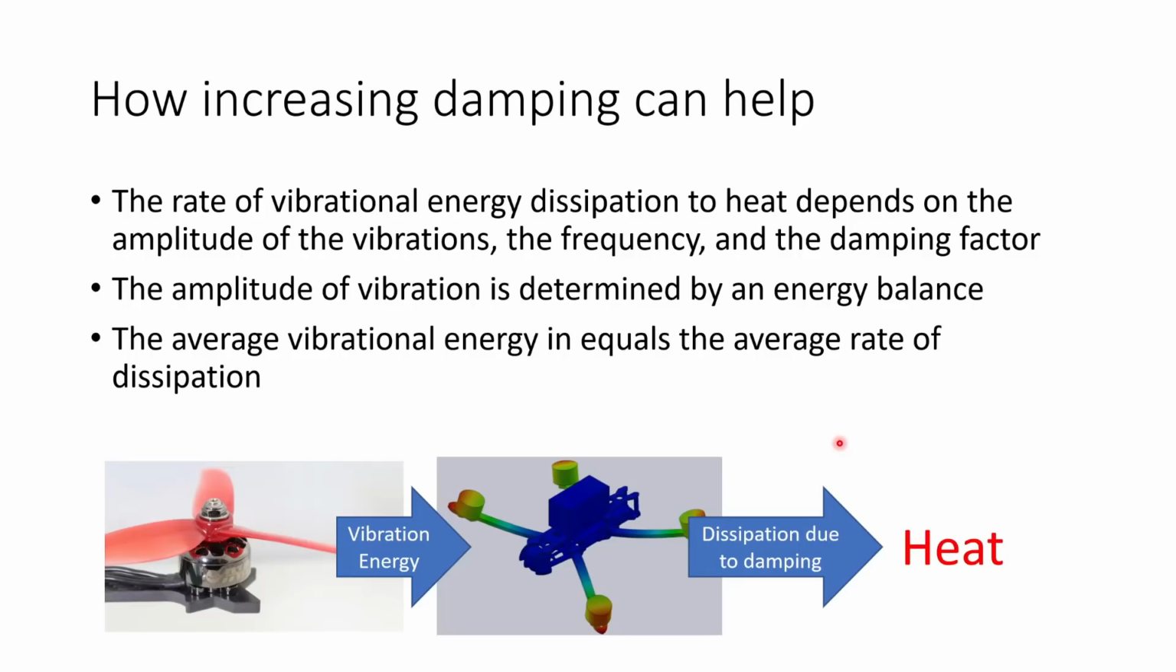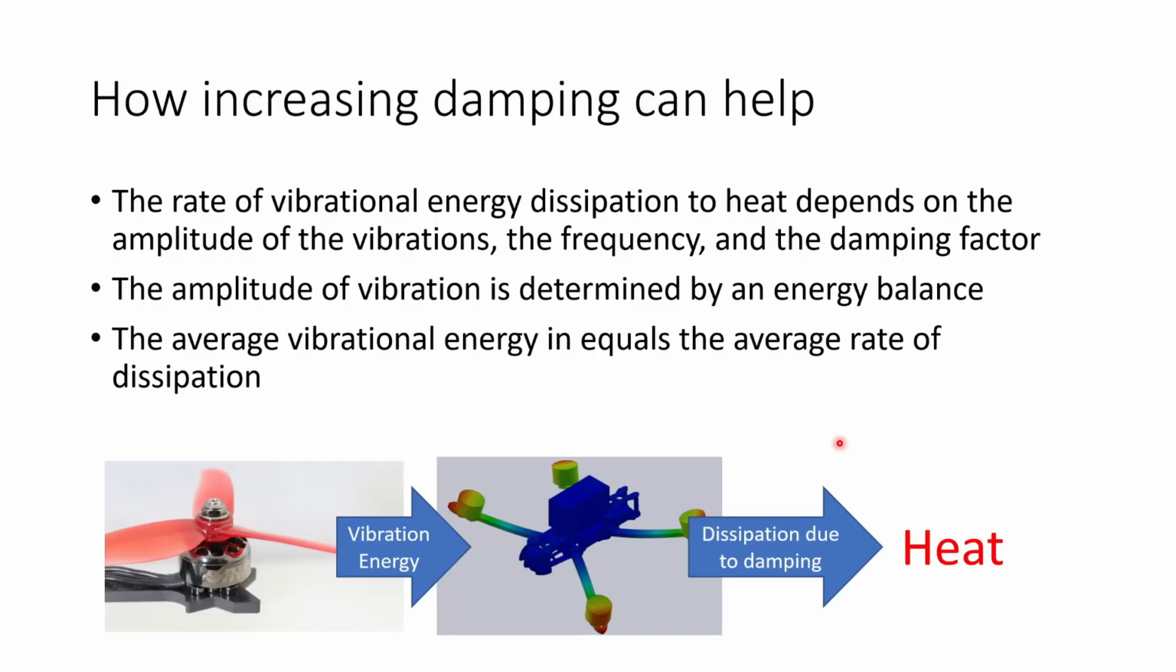And the rate of the vibrational energy dissipation to heat depends on a few different factors: the amplitude of the vibrations, the frequency of vibrations, and critically, the damping factor, the amount of damping that the system has. The amplitude of vibration, which is what the gyro is reacting to, is determined by an energy balance. And that energy balance is that the average rate of vibrational energy generation, due to the motors spinning, due to all the aerodynamic effects on the quad, must equal the average rate of vibrational energy dissipation to heat.